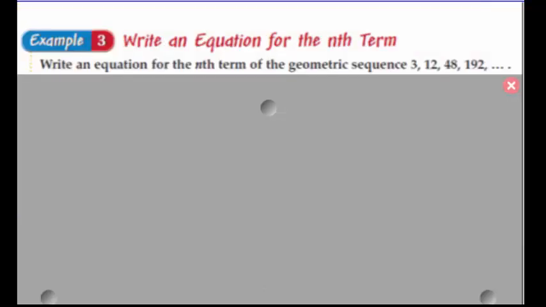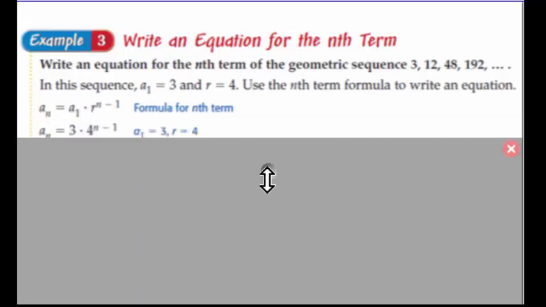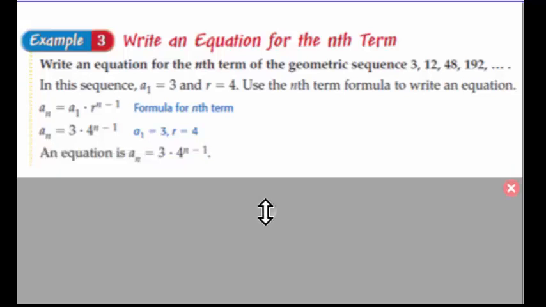We should also be able to write an equation to represent the situation. Notice this geometric sequence is 3, 12, 48, 192. Hopefully you can look at this right away and know what the common ratio is, because if we take 12 divided by 3, we get 4. So we know we're multiplying by 4 every time to get from one term to the next. All we need to do here is plug in the first term, which is 3, and our common ratio, which we already found to be 4. And that would be our equation.